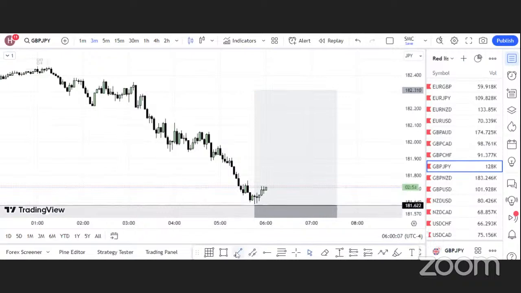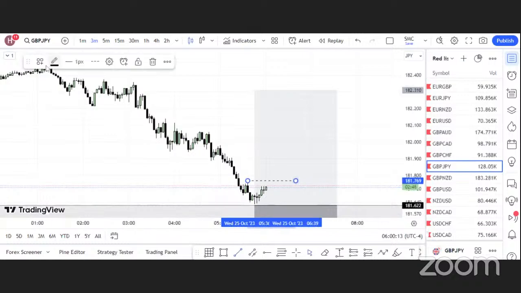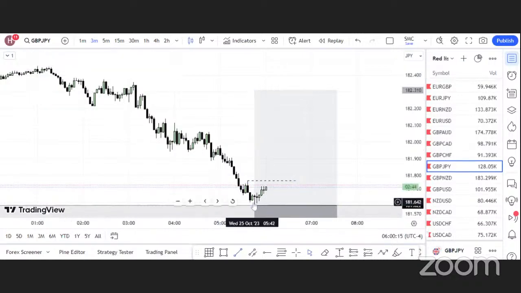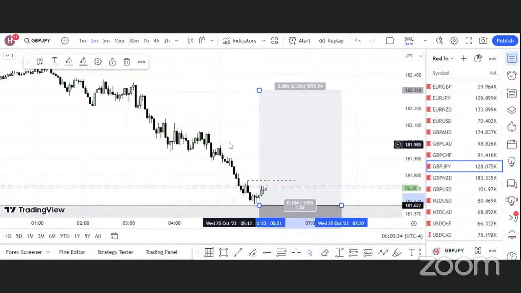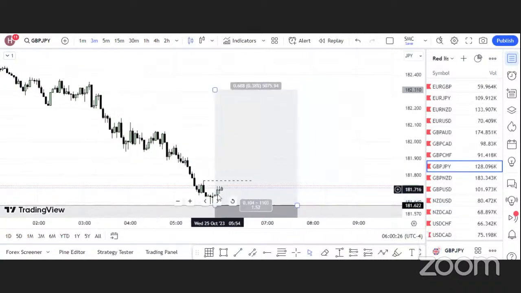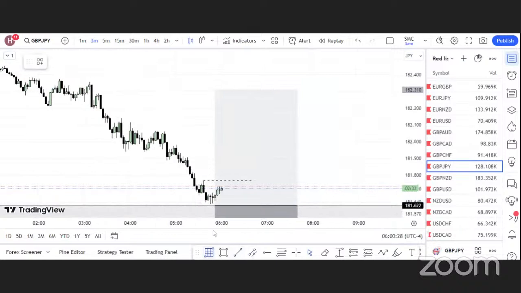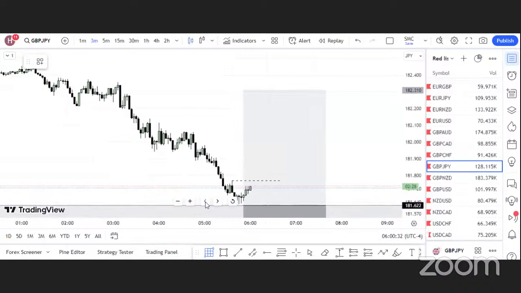Okay, so if the market takes out this high, then just look for where we have an order block or a fair value gap. Then set your sell limit or buy limit around the area, and see the magic the market is going to give you. All right.